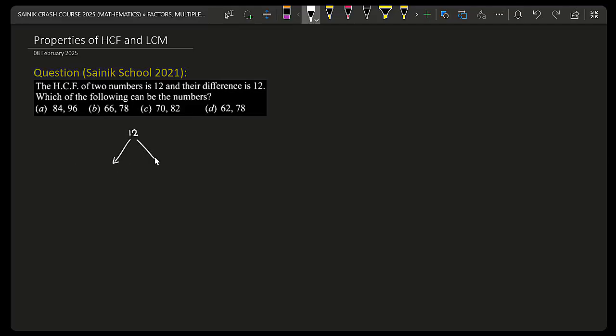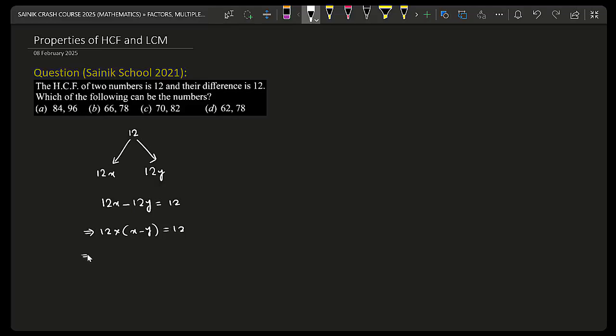That means if you multiply 12 by some number x, you get one number. If you multiply 12 by another number y, you get the second number. It is also given that their difference is 12. So we can write 12x minus 12y is equal to 12. According to the distributive property, I can take 12 common, so you get 12 times (x minus y) is equal to 12.